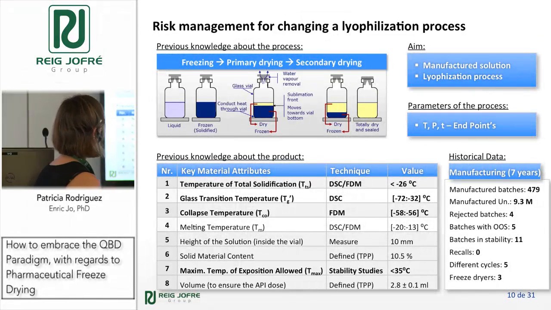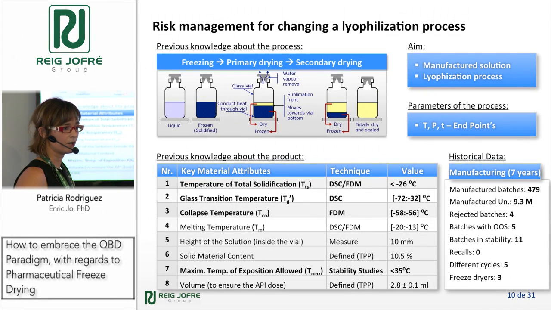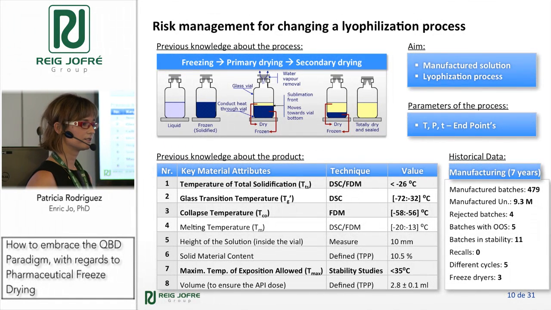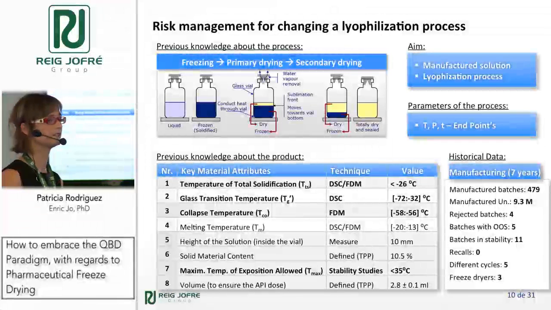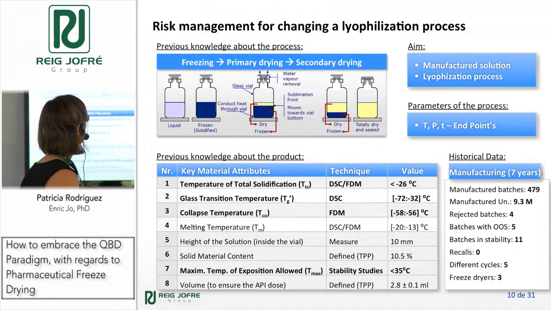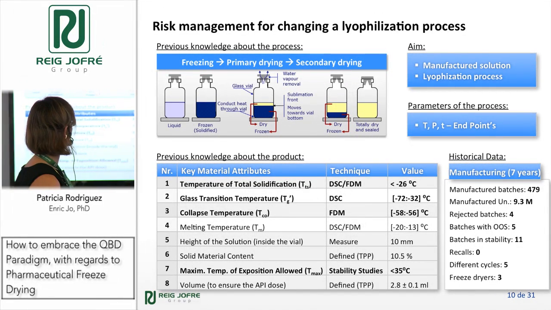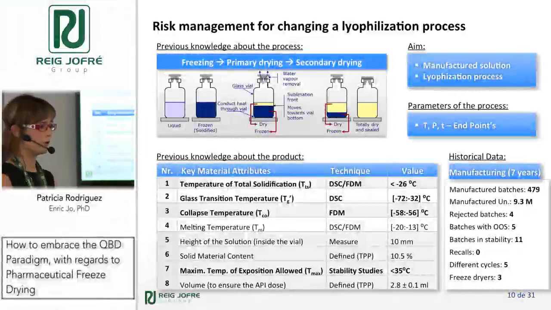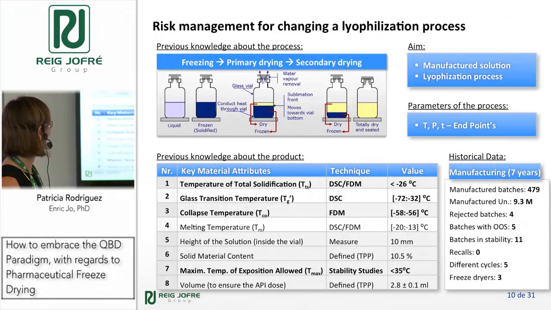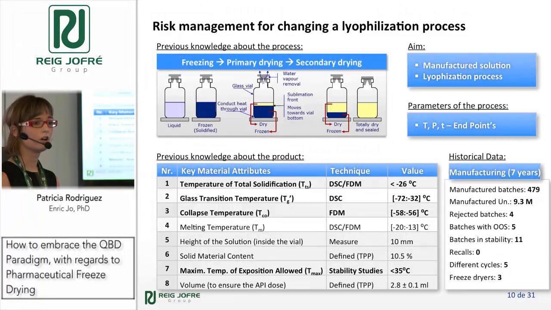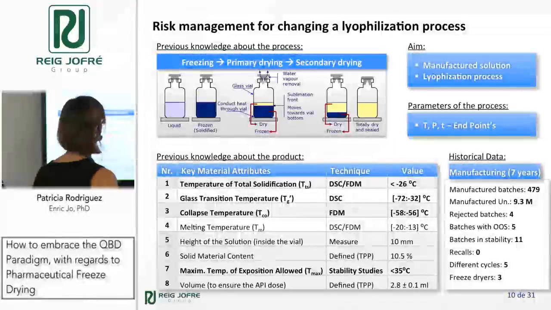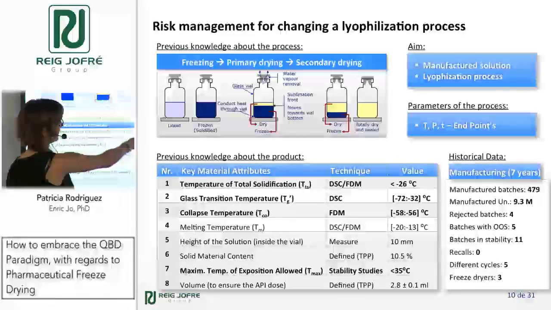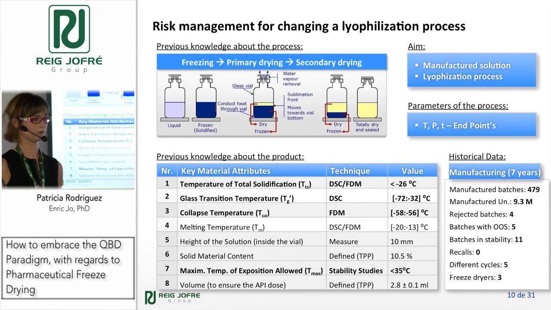Starting from the prior knowledge about the process, so freezing, primary, and secondary drying, my aim is the manufactured solution and also the Leo process, because the Leo process is the most difficult part of the risk assessment in the global focus, the parameters of the process, and the previous knowledge about the product. So here we have the key material attributes. Not all of them are critical, just some of them: 1, 2, 3, and 7. This is the technique to evaluate the key material attributes and the value obtained for our product.